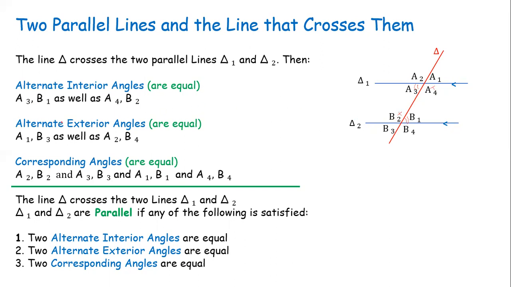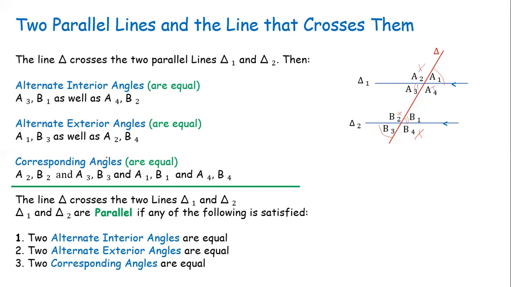Now, let's move to the alternate exterior angles. For example, A1 here and B3 are two alternate exterior angles, and they have the same size, as well as A2 here and B4. They are also alternate exterior angles, and they have the same size.